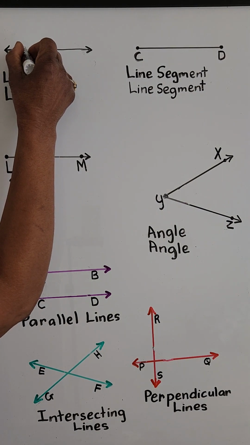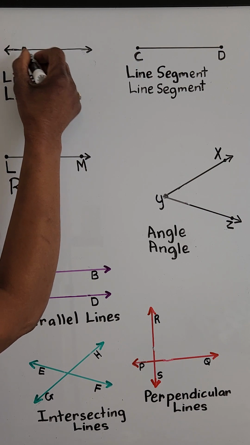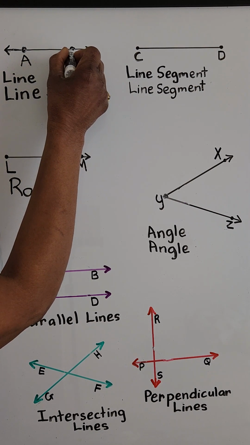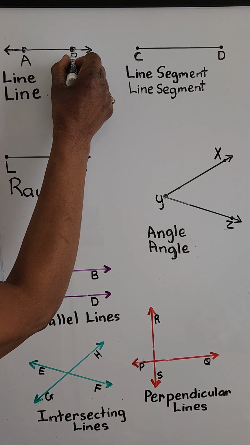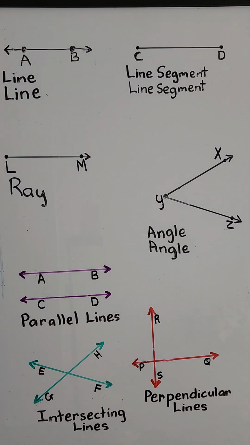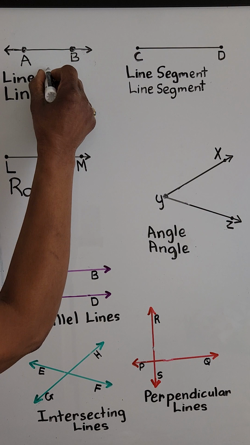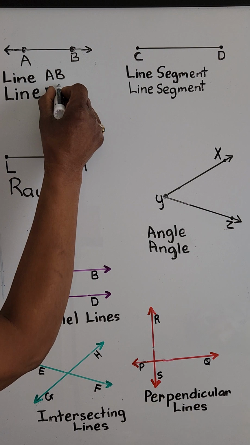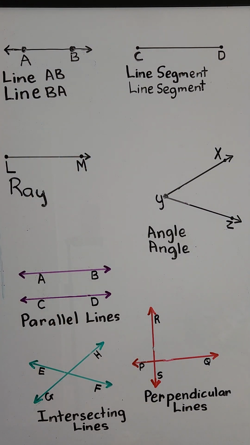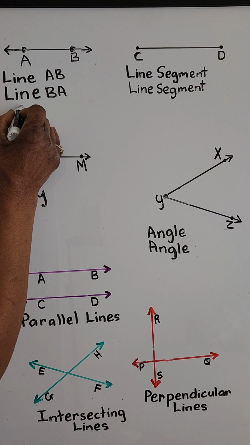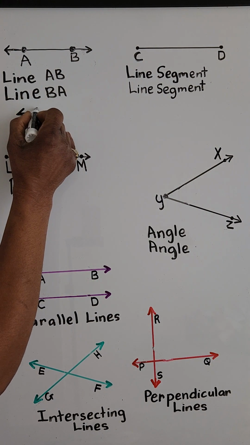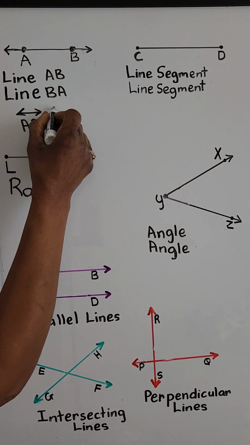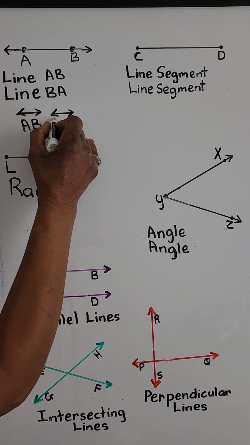We can choose a starting point, which we will call A, and an ending point, which we would call B. So therefore we can name our line AB, line AB, or line BA. We can also name it by making a symbol, AB, BA.